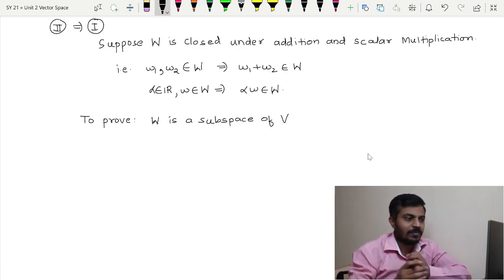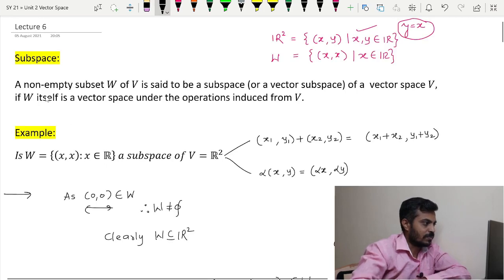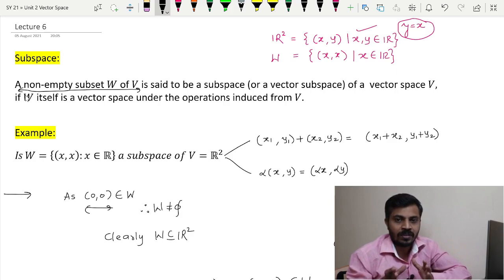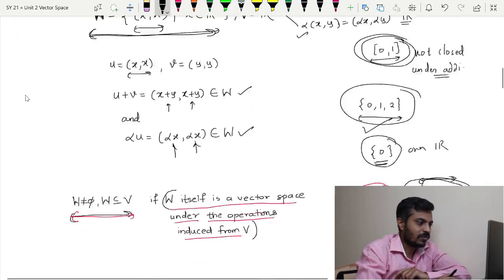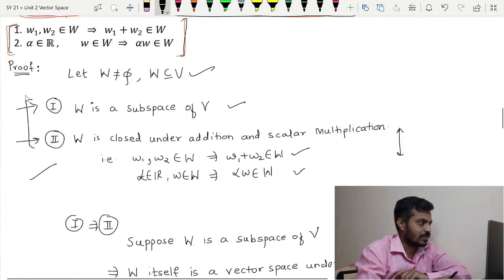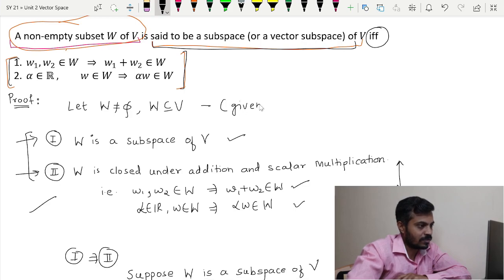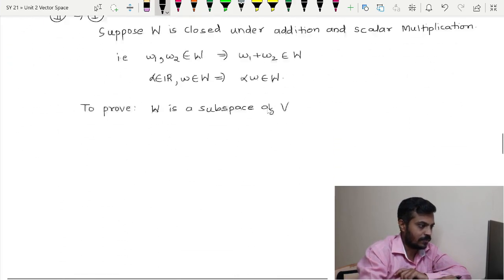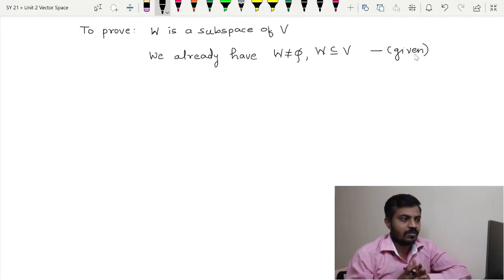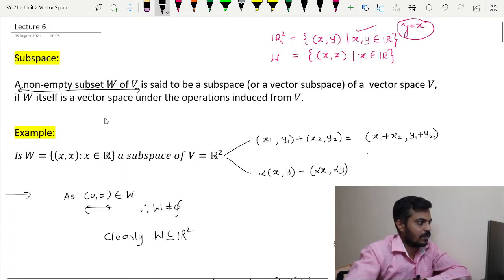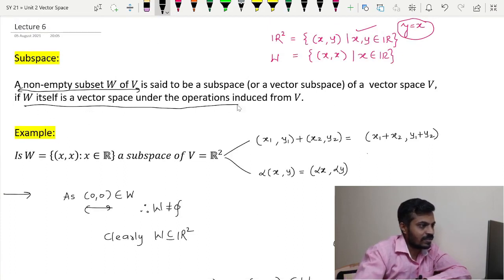But what exactly does it mean? So according to our definition of subspace, a non-empty subset W of V. So first of all we have to show W is a non-empty subset of V, but just wait a minute, it is already given to us. Okay, so this is already given that W is a non-empty subset of V. So I will write it here, which is given. So now it remains to show that W itself is a vector space under operations induced from V.